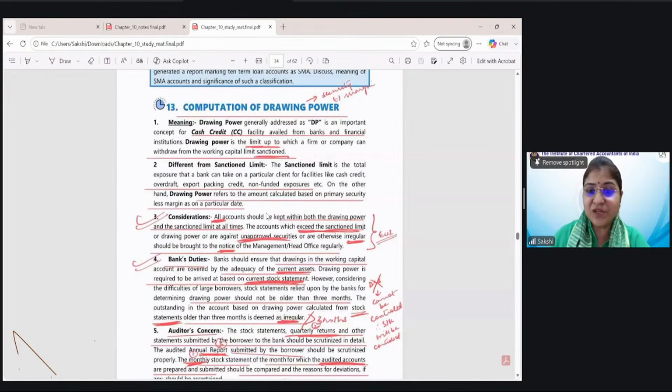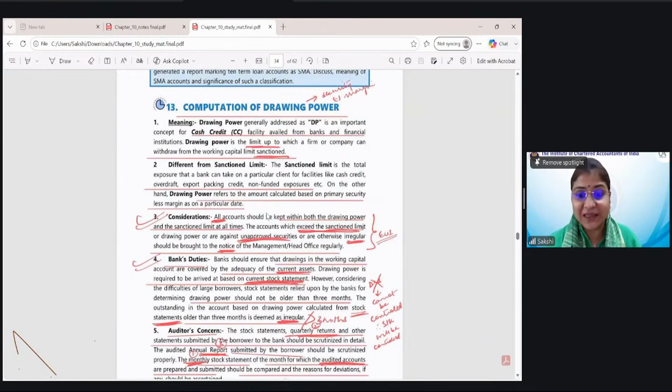So DP refers to the amount calculated on the base of primary security less the margins. We had little margin fixed on debtors, we had little margin fixed on stocks. Do you all remember that? All right, okay.